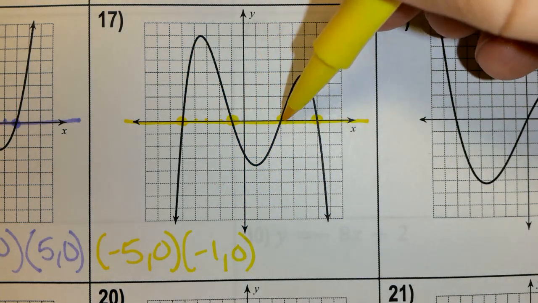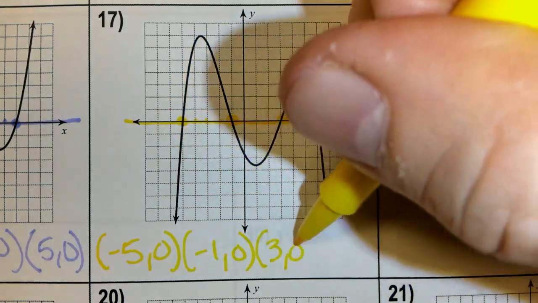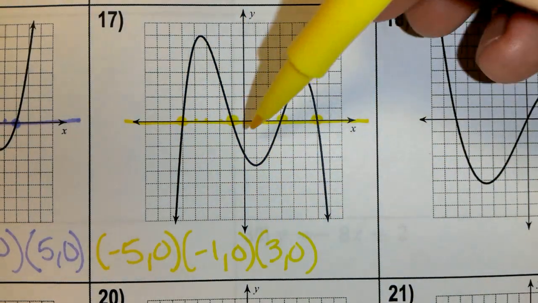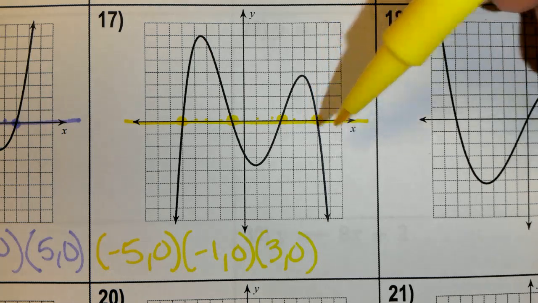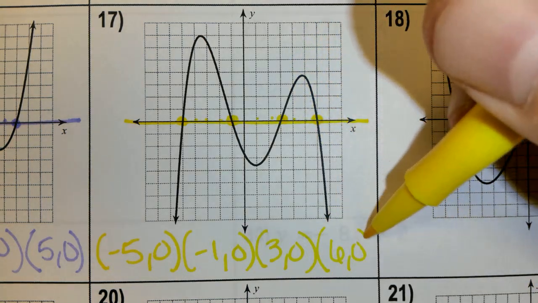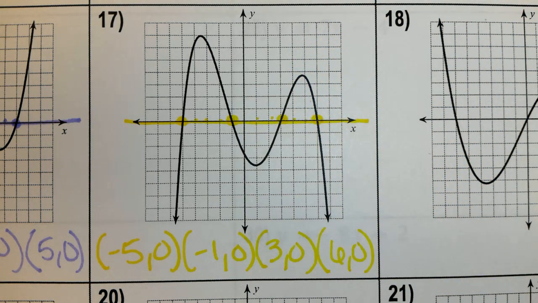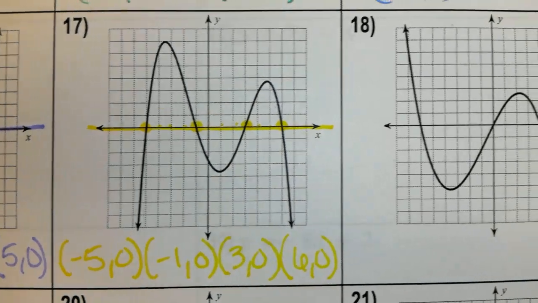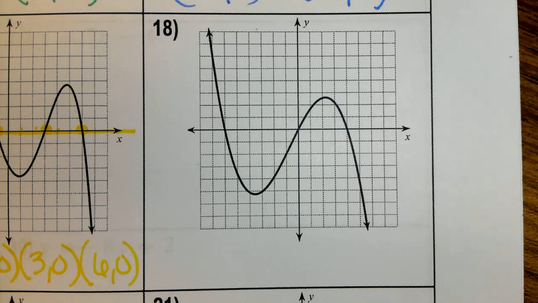My third one is 1, 2, 3, 0. And my last one, 1, 2, 3, 4, 5, 6, 6, comma 0. And that's it. That's all I'm doing. I write the zeros and I move on.